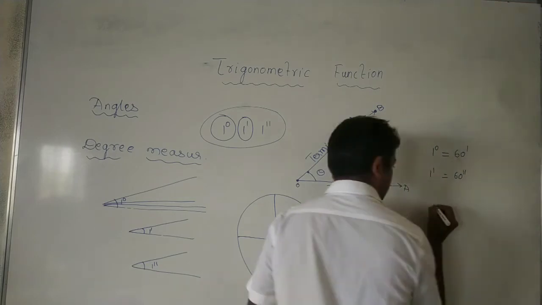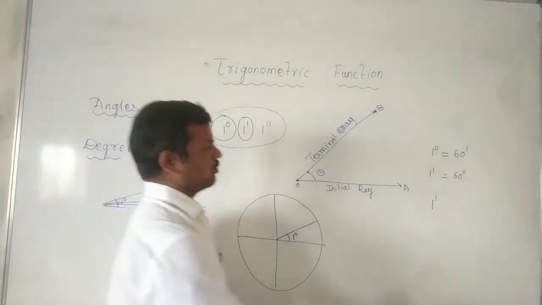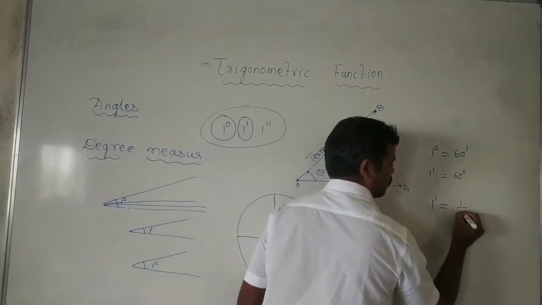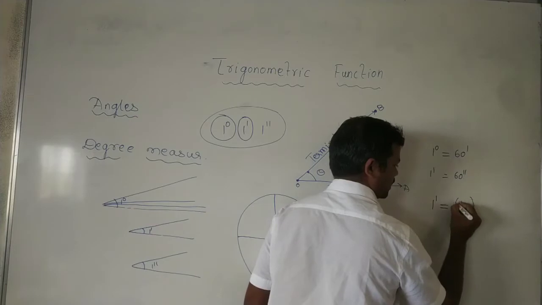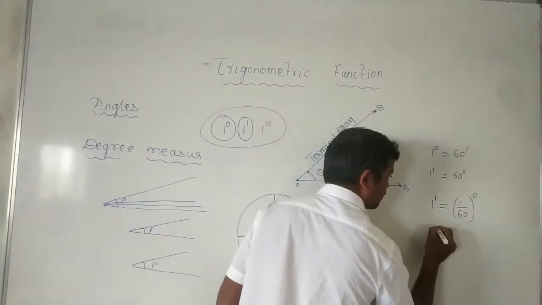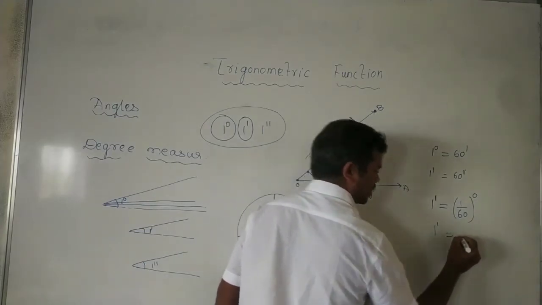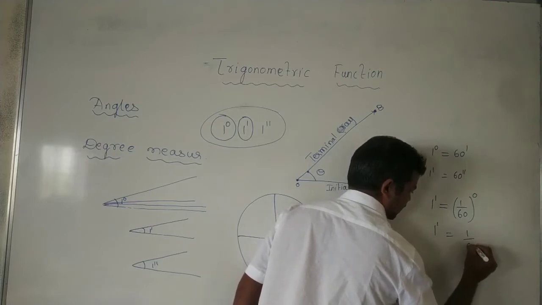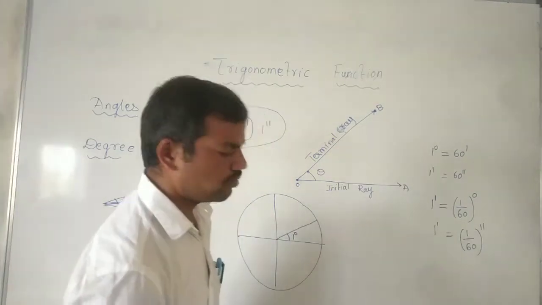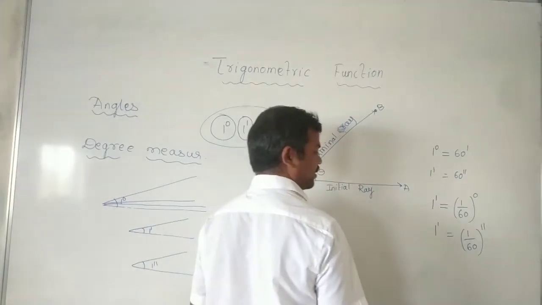Then 1 minute is equal to how many degrees? So what do we have to do? We have to divide by 60. So 1 minute is equal to 1/60th degree. Next, 1 second is equal to how many minutes? That is 1/60th. 1 second is equal to 1/60th minute, since 1 minute is equal to 60 seconds.